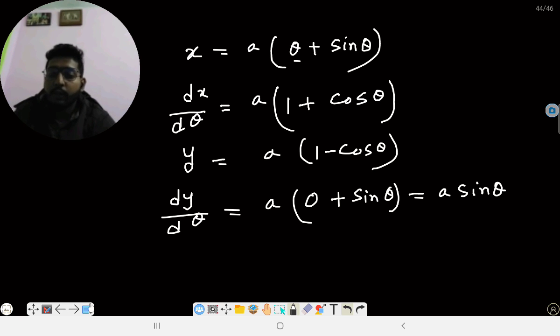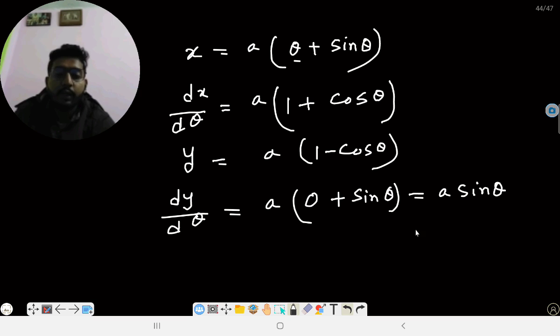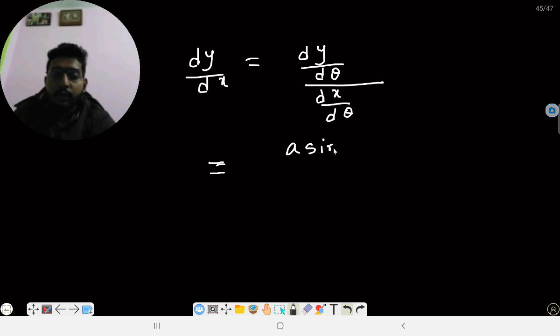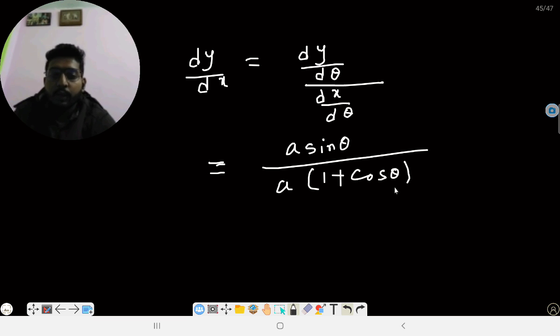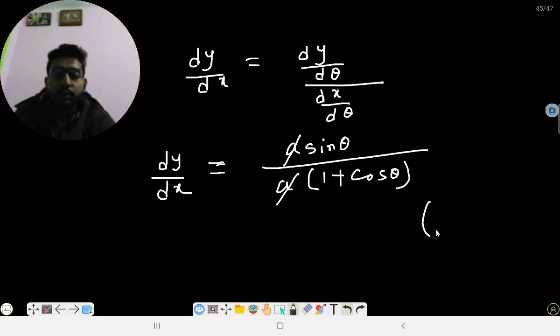Now next one, what we need to find is dy dx. So dy dx will be what? Dy dx will be dy d theta by dx d theta. So what is the value of dy d theta here? Here you can see the value of dy d theta is a sin theta, and value of dx d theta is this one, a into (1 plus cos theta). So this is a sin theta divided by a into (1 plus cos theta), like this, and a and a will be cancelled out, so that will be the result. So dy dx will be sin theta by (1 plus cos theta), like this.